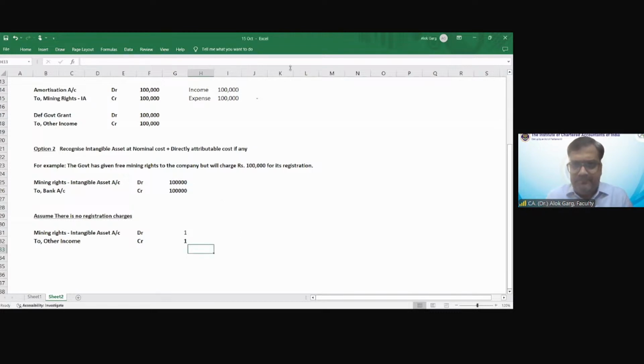Sir, one more question. In case of the third scenario, where 1 rupee has been debited, suppose in exam fair value has been given and it is mentioned that the registration charges are not given. In that case, we have to book it at the fair value only. So basically in exam, you need to write that in case of intangible asset acquired by way of a government grant, we have two options. Option number one, to recognize intangible asset and government grant both at fair value. So in this question, the fair value is given and hence intangible asset can be recognized at fair value.